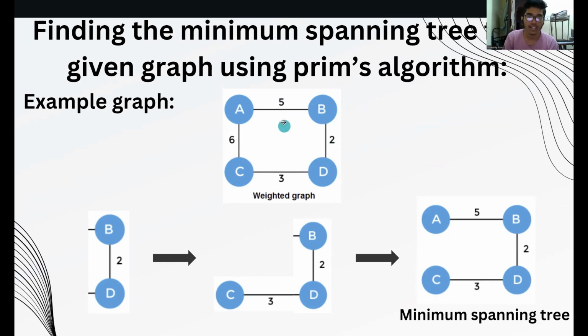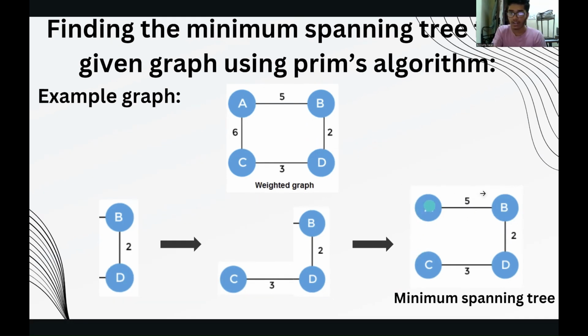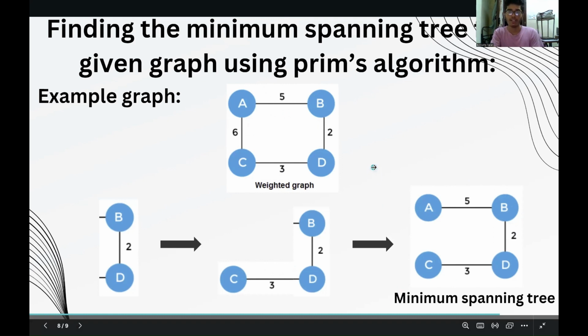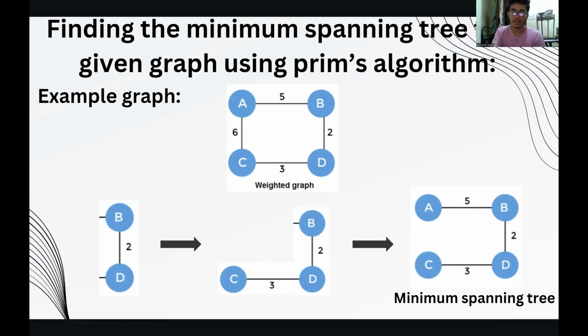As I have said earlier, mod V minus 1 number of edges, where mod V is the number of vertices of the graph. Here we have 4 vertices. So we should have 3 edges for this spanning tree. Hence we have 3 edges for this minimum spanning tree. And I got this minimum spanning tree by using Prim's algorithm. Like this, we can use Prim's algorithm to easily find a minimum spanning tree from a given weighted graph. The minimum spanning tree can only be found for a given weighted graph. Unweighted graphs don't have minimum spanning trees.